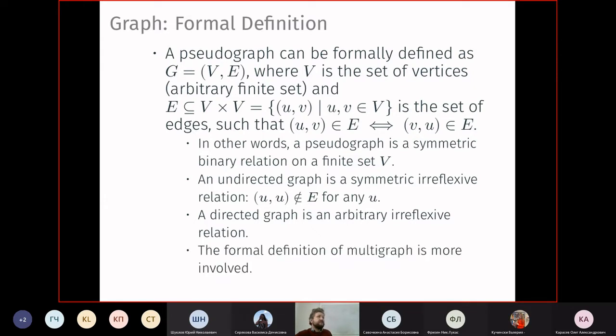And for a multigraph, the definition is more involved because you need to consider parallel edges, and you cannot just say that an edge is just a pair of vertices. So E is going to be a specific set, and for each element of E, you should declare a function which says what the ends of these edges are.